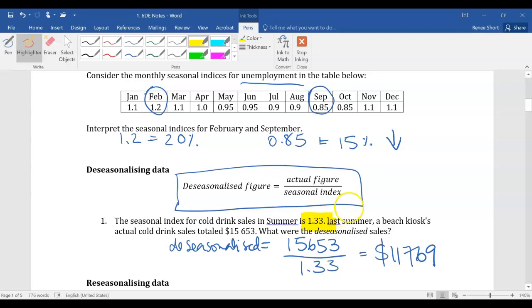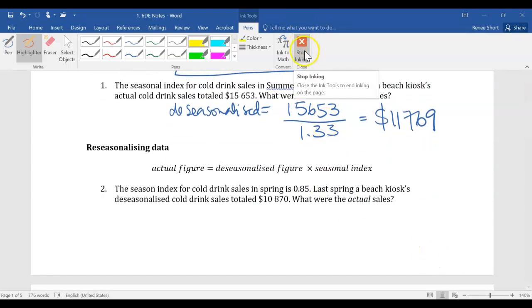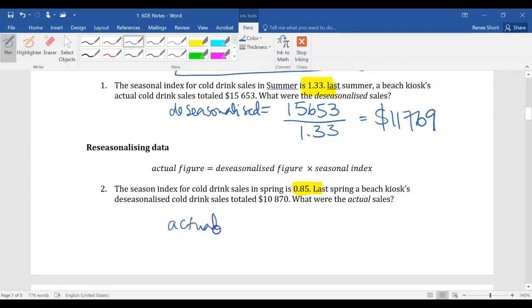So it makes sense here that we get a smaller number of 11,769. Now, when we re-seasonalize the data, that's when we're working the other way. In re-seasonalizing the data, we have our deseasonalized figure and we want to multiply it by the seasonal index to either increase it or decrease it depending on the situation. It says here that the seasonal index for cold drink sales in spring is 0.85. Last spring, the deseasonalized sales totaled 10,870. What were the actual sales?